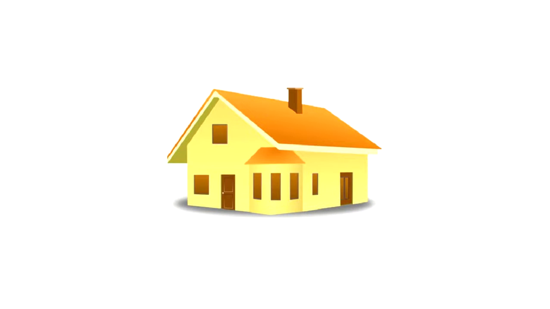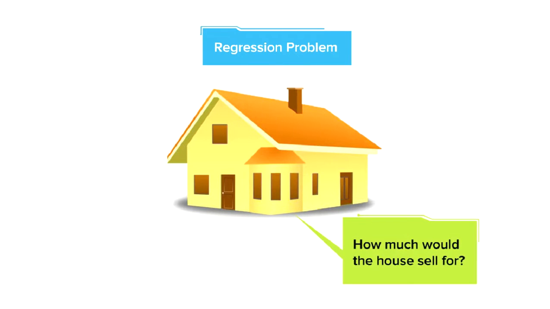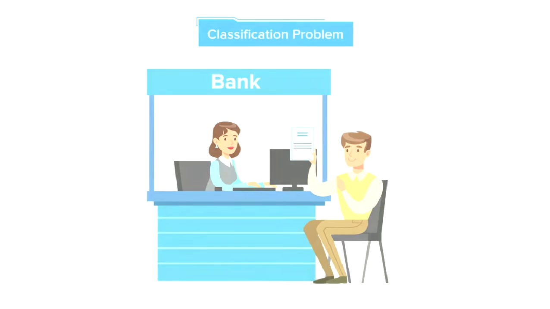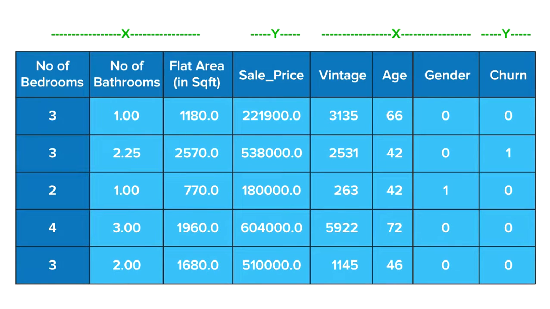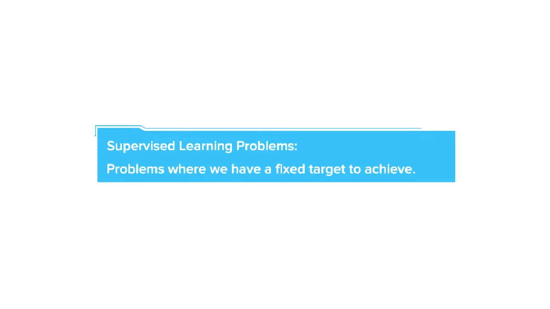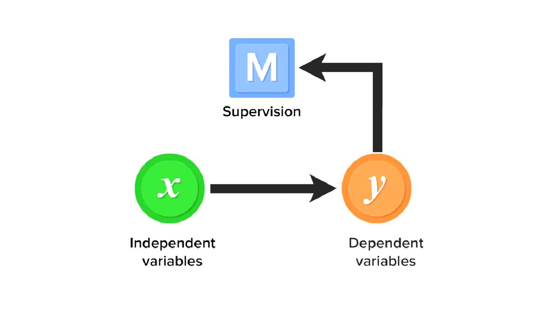So, let's quickly review what we have covered in supervised learning in this training. We looked at a regression problem where the task was to predict the sale price of the houses. We also looked at classification problems where we identified whether a bank customer will churn in the following month or not. So, if you look at both these cases, we had a target variable, sale price in case of regression problem and churn in the classification problem. Such problems where we have a fixed target to achieve are known as supervised learning problems. We trained our model using both the independent and the dependent variables, which are represented as x and y respectively in this case.